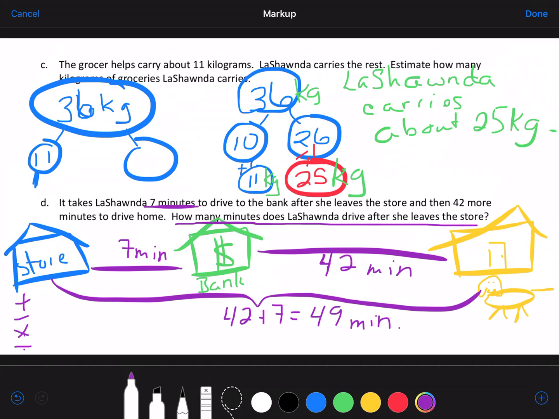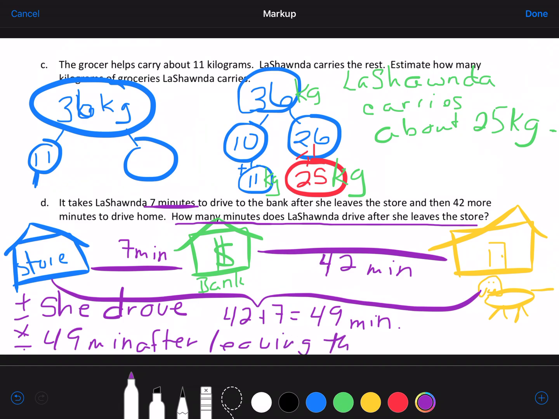And again, I like the sentence. So I would love it if my kids wrote, she drove 49 minutes after leaving the store. And again, to do my sentence, I just read the question again. How many minutes? Make sure I have minutes. Does LaShonda drive after she leaves the store? So then I just started. She drives 49 minutes after she leaves the store. Done. All right.